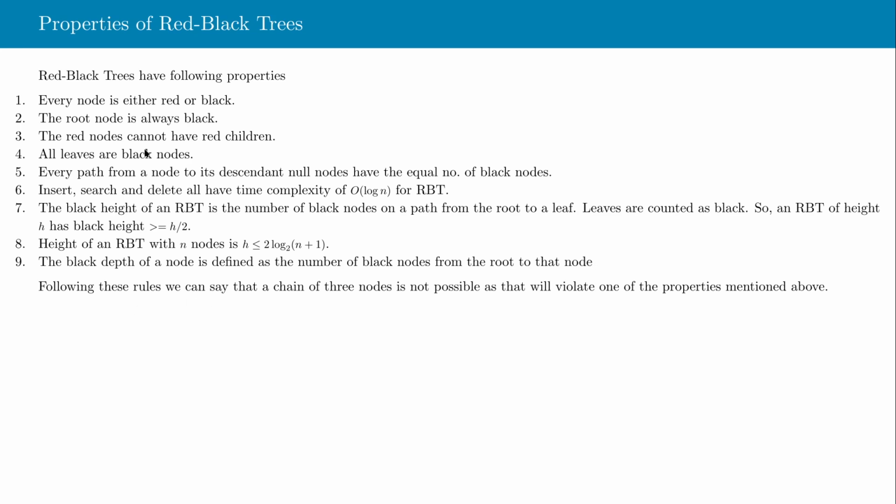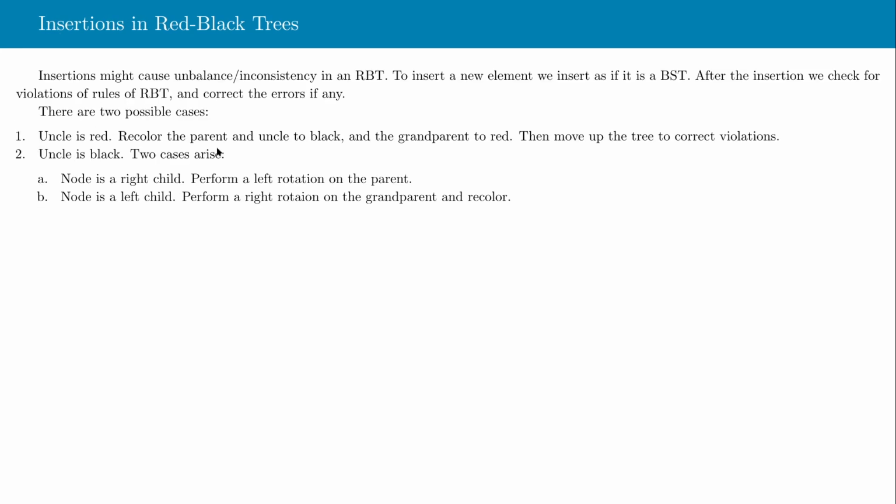So if you observe these rules, particularly rule number 3 and 4, including 2 also, if you observe rules 2, 3, 4, then you will figure out that a skewed tree of 3 nodes is not possible. It will violate either 3 or 4. So with this out of the picture, let's go through insertion.